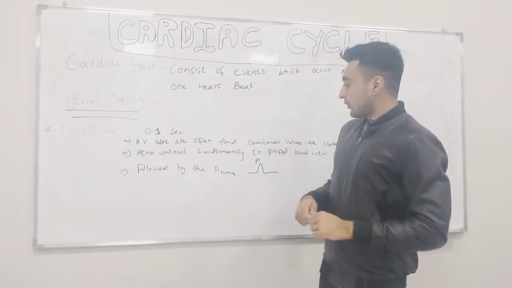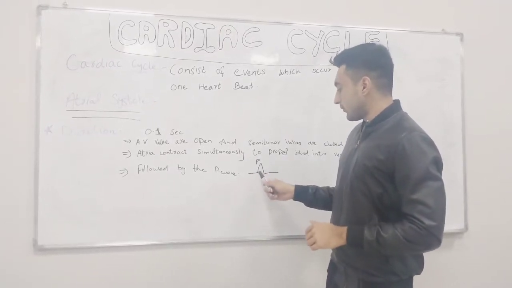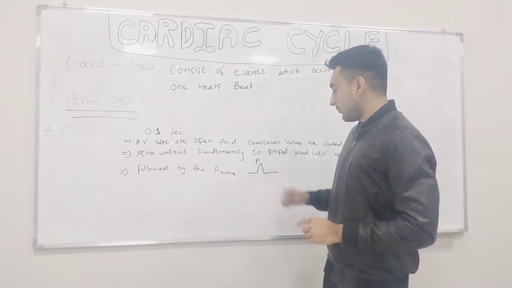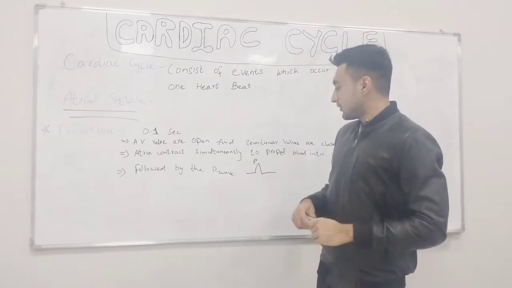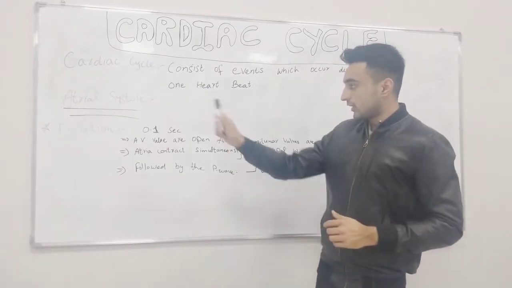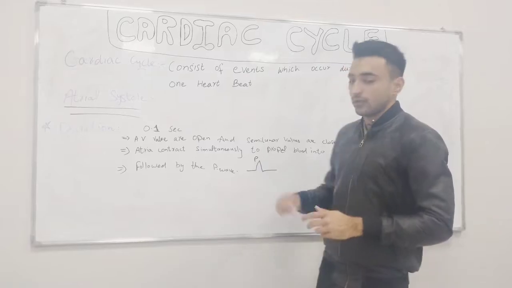Furthermore, if you talk about the wave which is formed, during this the P wave is formed. Why? Because the atrioventricular valves are open during this phase, and this is the systolic phase. So this atrial systole is followed by the formation of the P wave.